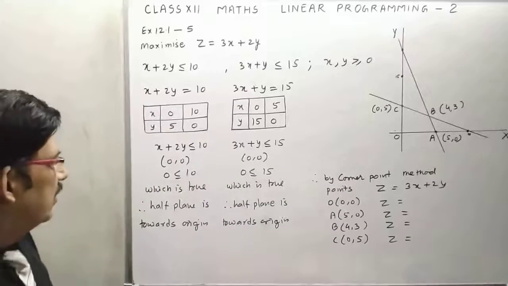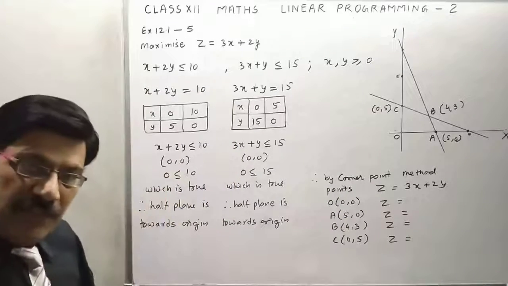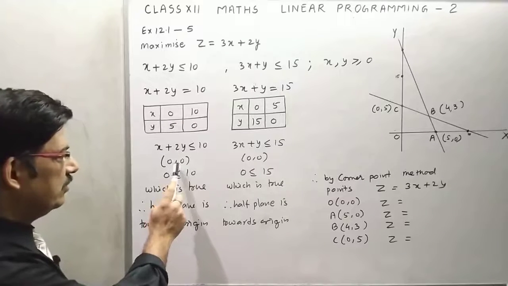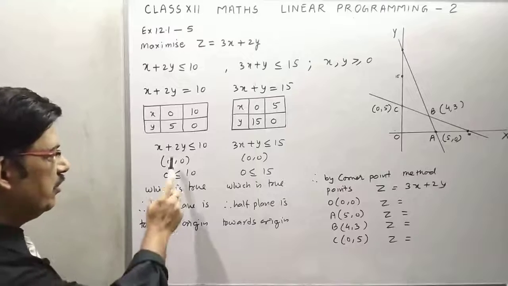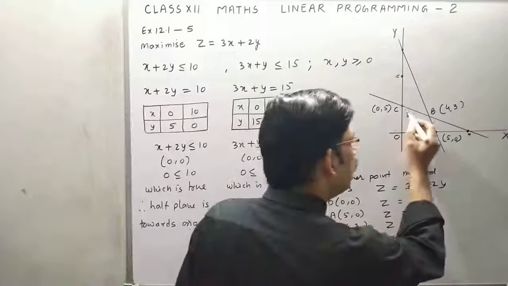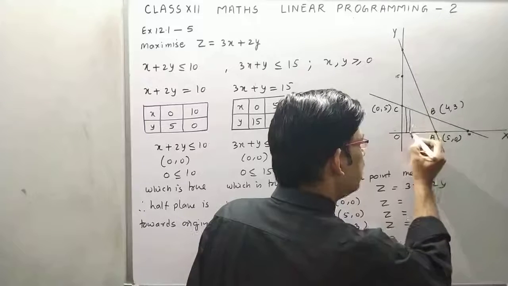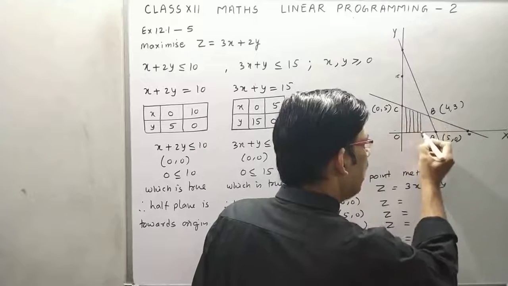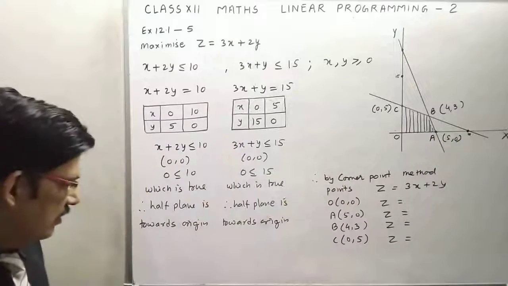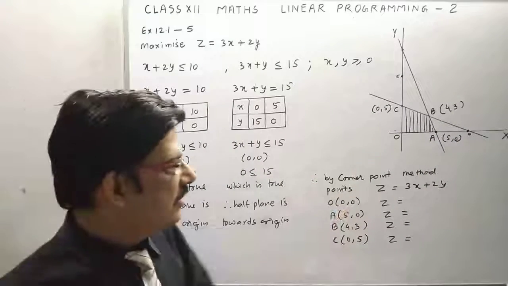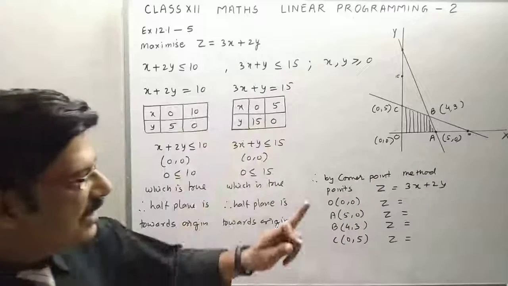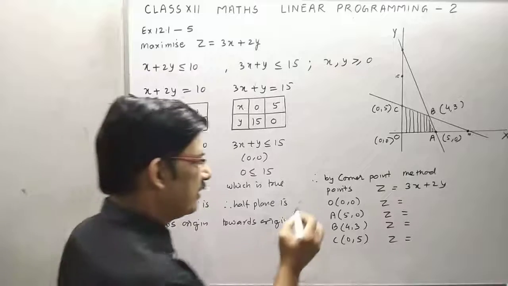Now, you have to check where to shade the region. For that, we have to use the origin point. Just substitute the origin. If the condition is true, you have to shade towards the origin. If the condition is false, you have to shade away from the origin, as you studied in the 11th class also. Now, this is the shaded region, and the origin is (0, 0). Now, OABC is the feasible region.